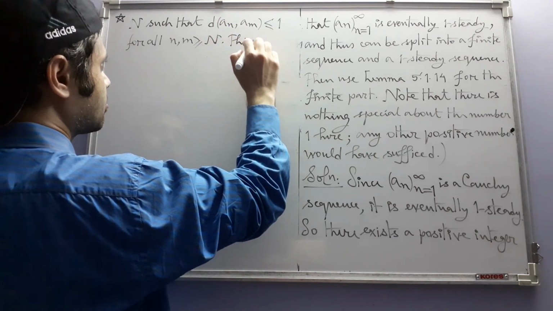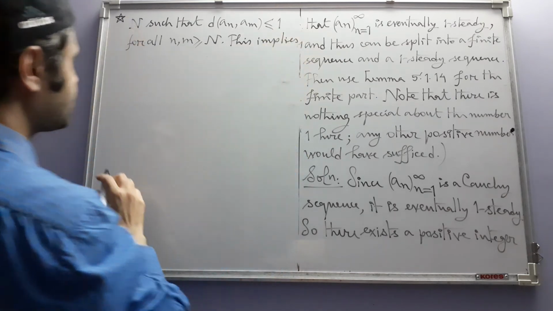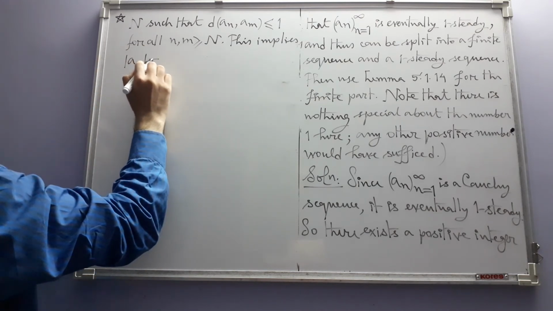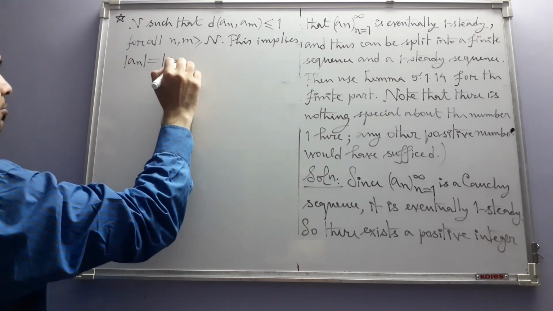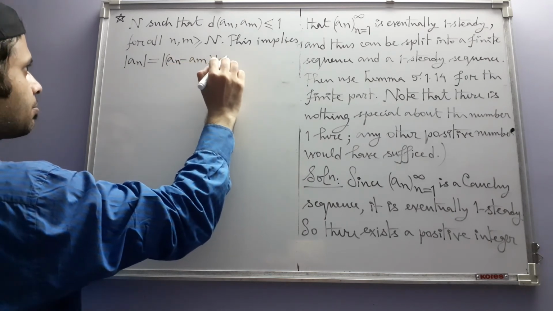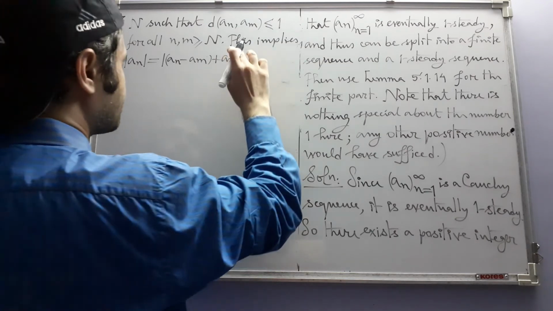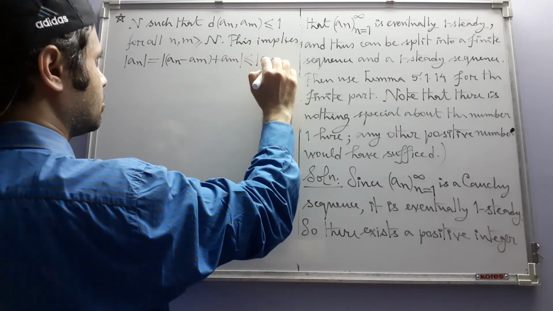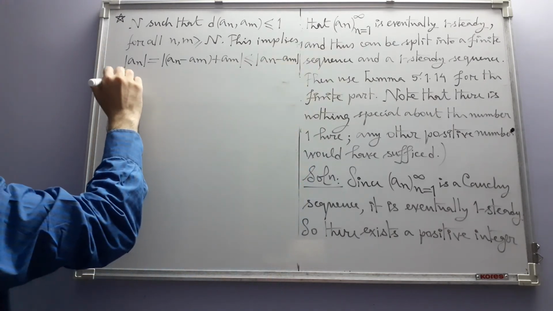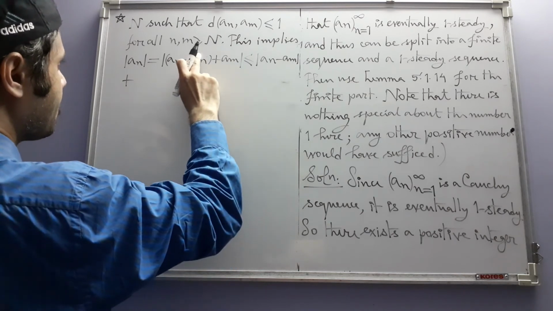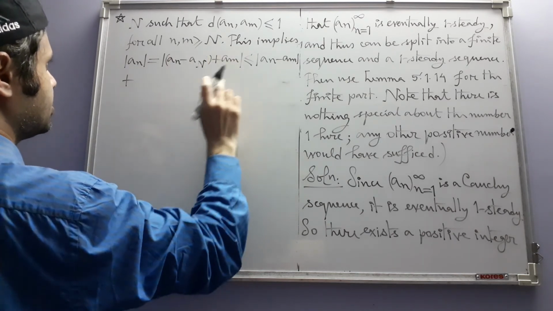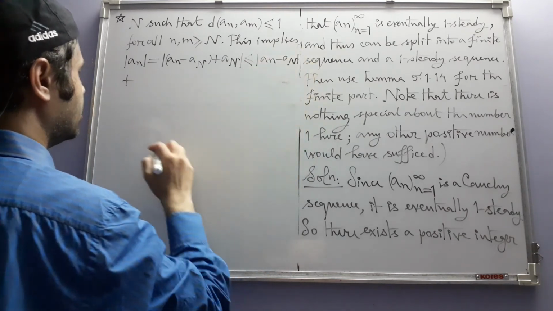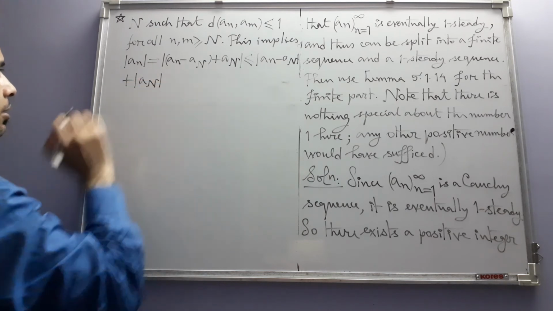This implies that the absolute value of a_n, which can be written like this: absolute value of a_n minus a_m plus a_m. Okay, here you use the triangle inequality to write this as absolute value of a_n minus a_m plus, instead of using m, let us use capital N to make it definite, absolute value of a_N plus absolute value of a_n.